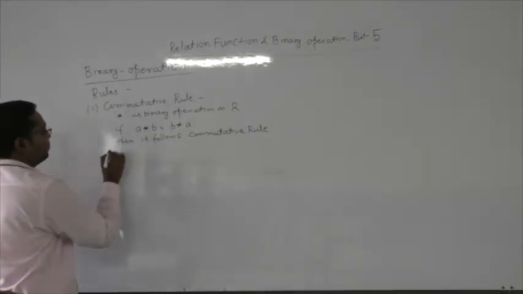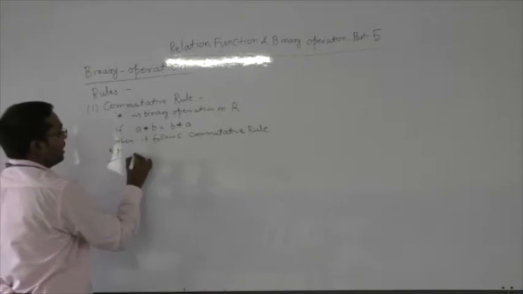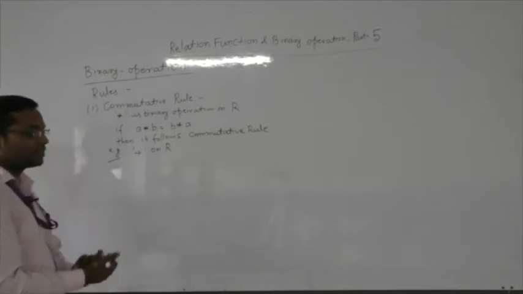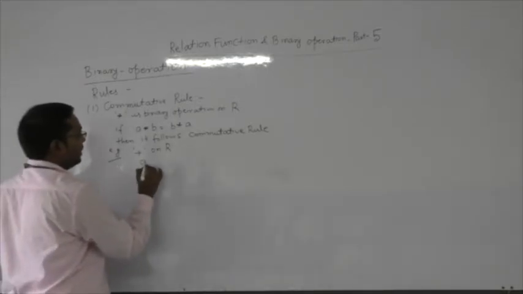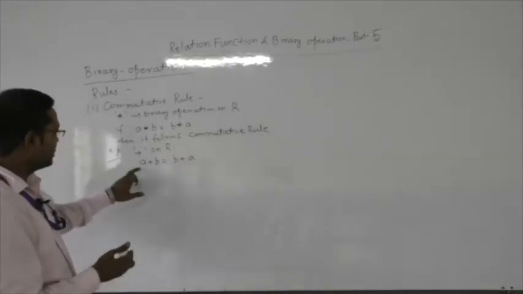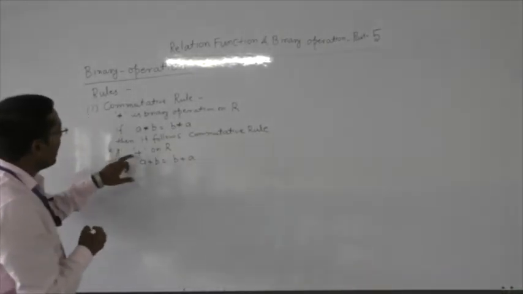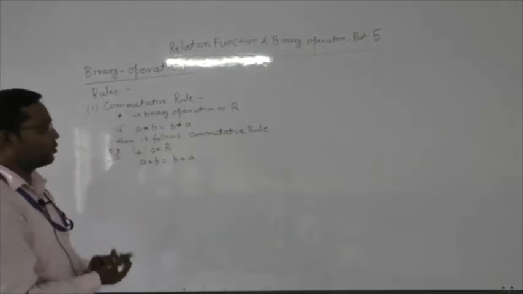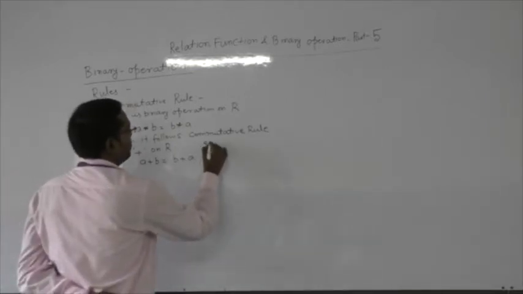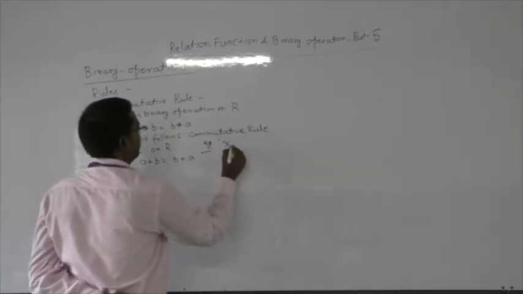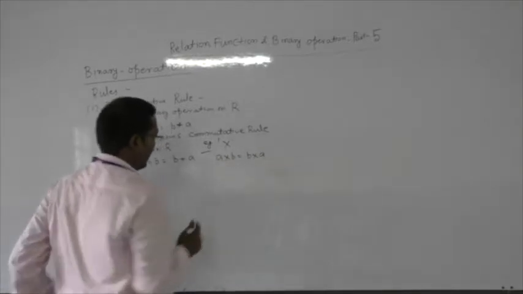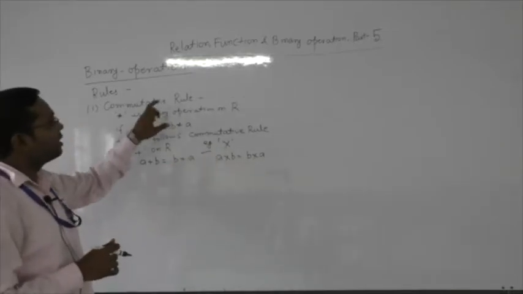Okay, it follows the commutative rule. For example, suppose we are taking the addition operation on the set of real numbers. Then obviously A plus B equals B plus A, right? Hence we can say addition follows the commutative rule. Another example, we can take multiplication. Now A into B, we will get B into A. Hence multiplication also follows the commutative rule.